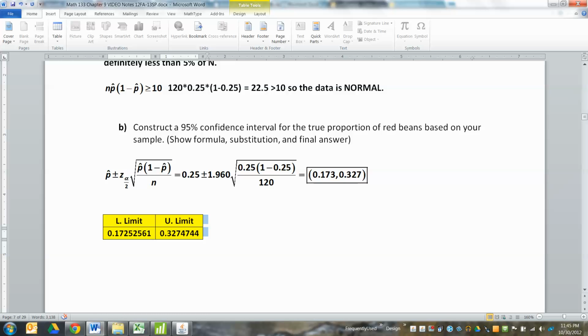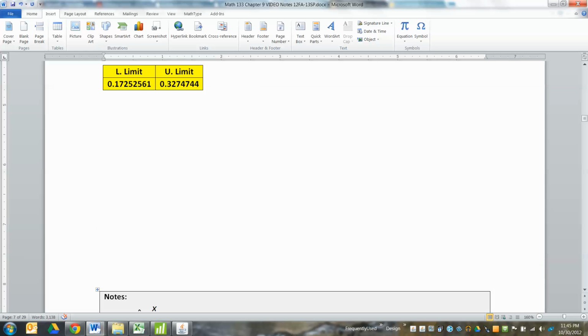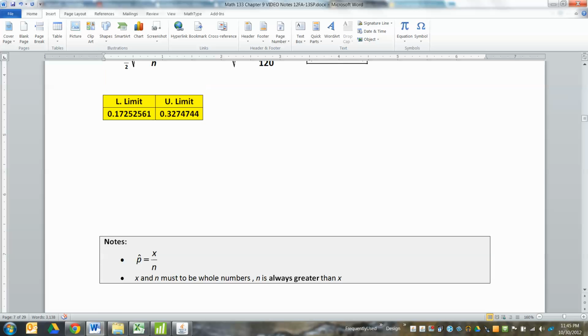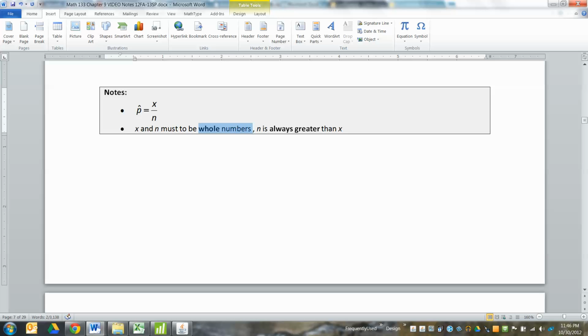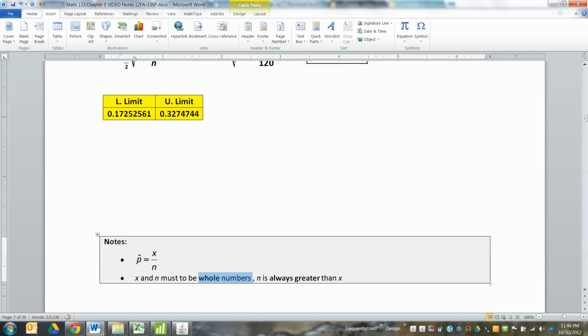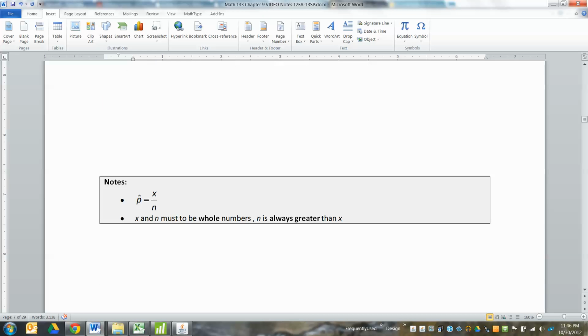Formula, substitution, final answer. How you choose to get your final answer depends on what you're working with. StatCrunch is super easy to use. Don't forget that p hat, your sample proportion, is equal to x over n. And the x and the n part are actually whole numbers. They have to be whole numbers. If you're using StatCrunch, make sure you remember that. You can't put in decimals for those values. They have to be whole numbers for both of them. N, by the way, is always the bigger of the two numbers. So if you're thinking, which one's 30 and which one's 120, the bottom one has to be the 120, the larger of the two.